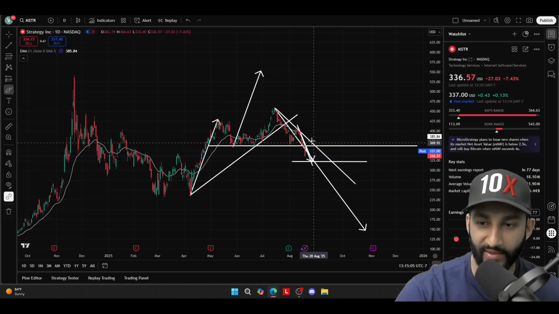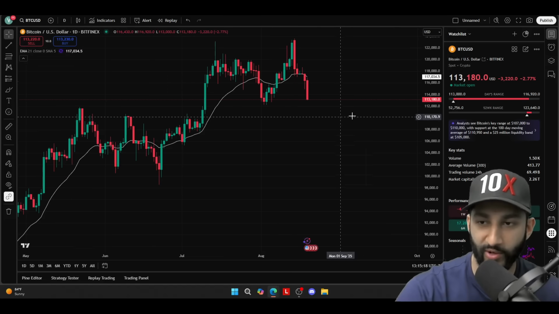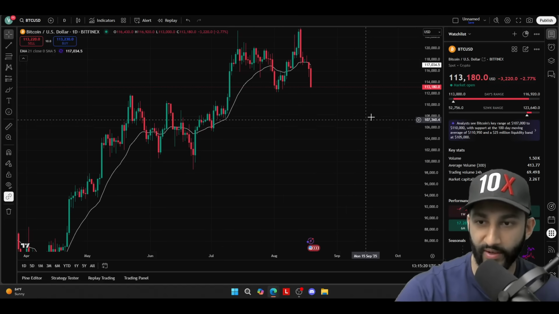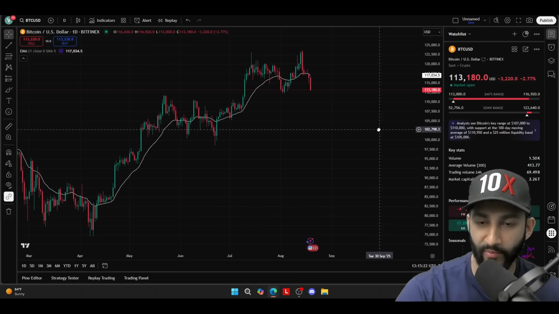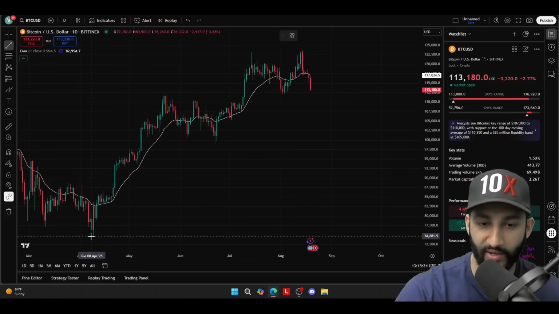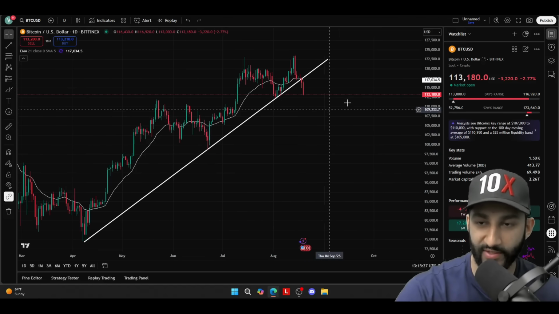But other than that, for the bulls, they have a huge mountain to climb here. They have to break the trend lines. They have to get above 360. It doesn't look that good as of right now. Bitcoin is also dropping lower. Bitcoin is in a little bit more of a bullish case than MSTR. It did break this trend line right here, which is not a good sign.